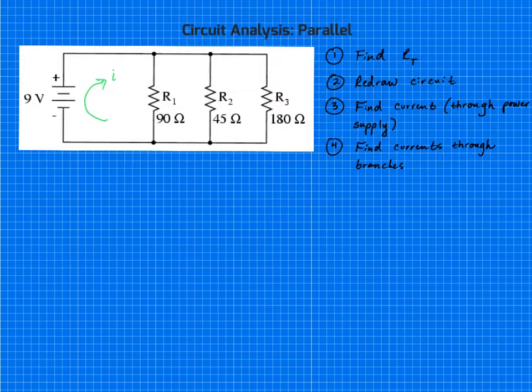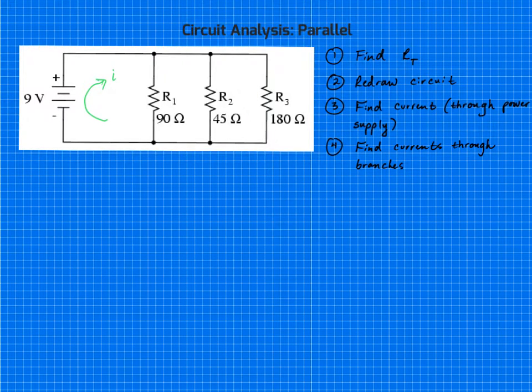But that's easy because we know that the voltage across each of these resistors or these branches is going to be equal to the 9 volts coming out of the battery. Okay, so we already know what the voltage drop across each of those resistors is. So our job in parallel is going to be to find what the current is that's flowing through here.